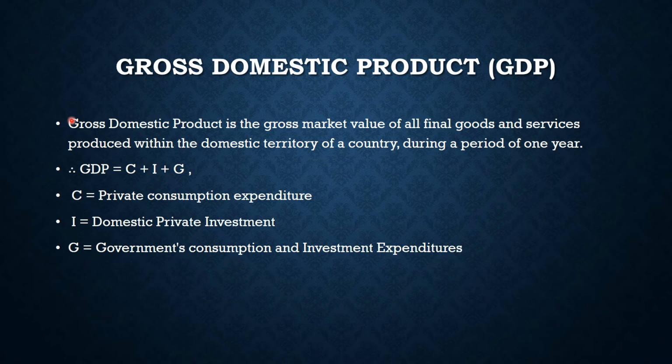So we can make the definition. Gross domestic product is the gross market value of all final goods and services produced within the domestic territory of a country during a period of 1 year. So the formula is GDP equals C plus I plus G. C stands for private consumption expenditure, I stands for domestic private investment and G stands for government consumption and investment expenditure.